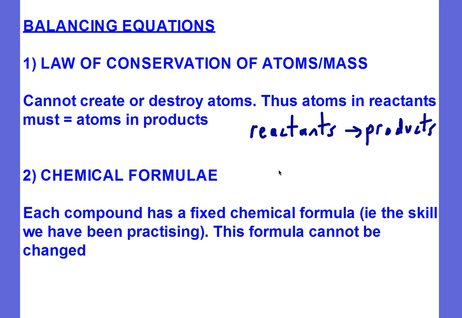And the second concept is something about chemical formulae. Now, this is what we've been practicing for the last week or so in chemistry, the fact that we have different chemicals and they've got definite formulae. For example, sodium chloride is NaCl. It's not Na2Cl or NaCl2. Every chemical has a set formula. So each compound has a fixed chemical formula, and this formula can't be changed. But combining these two rules together means that there's certain ways of balancing chemical equations.